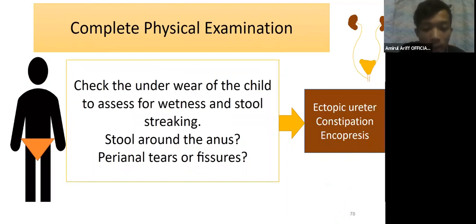Sometimes the child's underwear can also give us a clue regarding what's going on. For example, you check the underwear of the child to assess for wetness. If the wetness is continuous, it may suggest an ectopic ureter, and if there is streaking, it may suggest encopresis. You need to inspect around the anus and perianal area for fissures, which suggest encopresis.